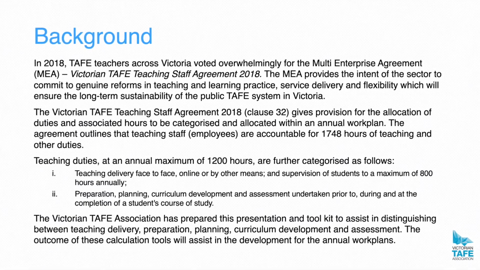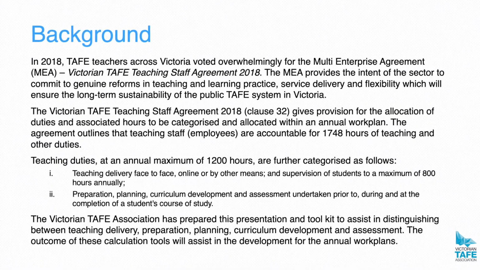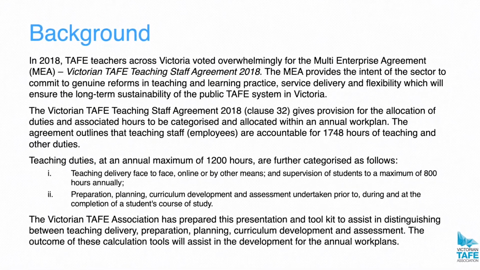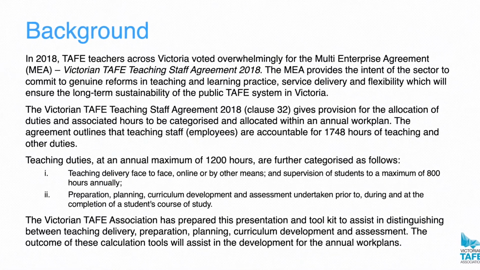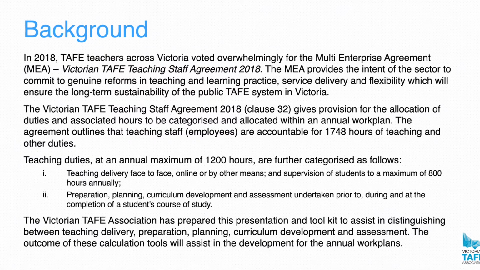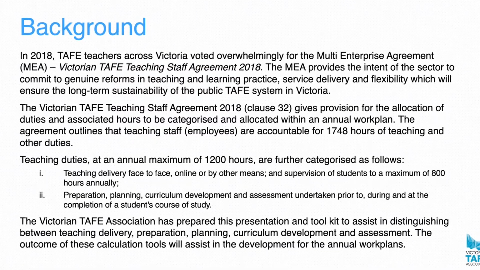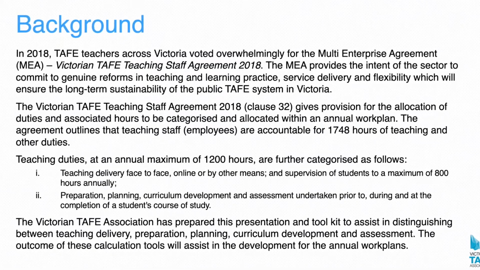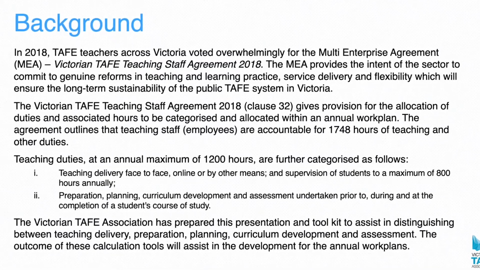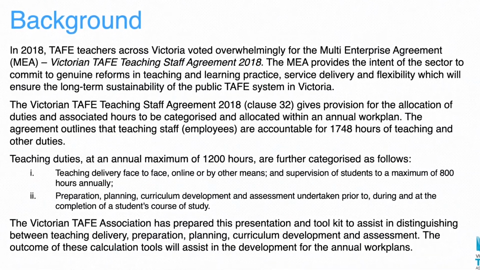work plan. The agreement outlines that teaching staff are accountable for 1,748 hours of teaching and other duties. Teaching duties at an annual maximum of 1,200 hours are further categorised as follows. 1. Teaching delivery face-to-face, online or by other means, and supervision of students to a maximum of 800 hours annually. And 2. Preparation, planning, curriculum development and assessment undertaken prior to, during and at the completion of a student's course of study.